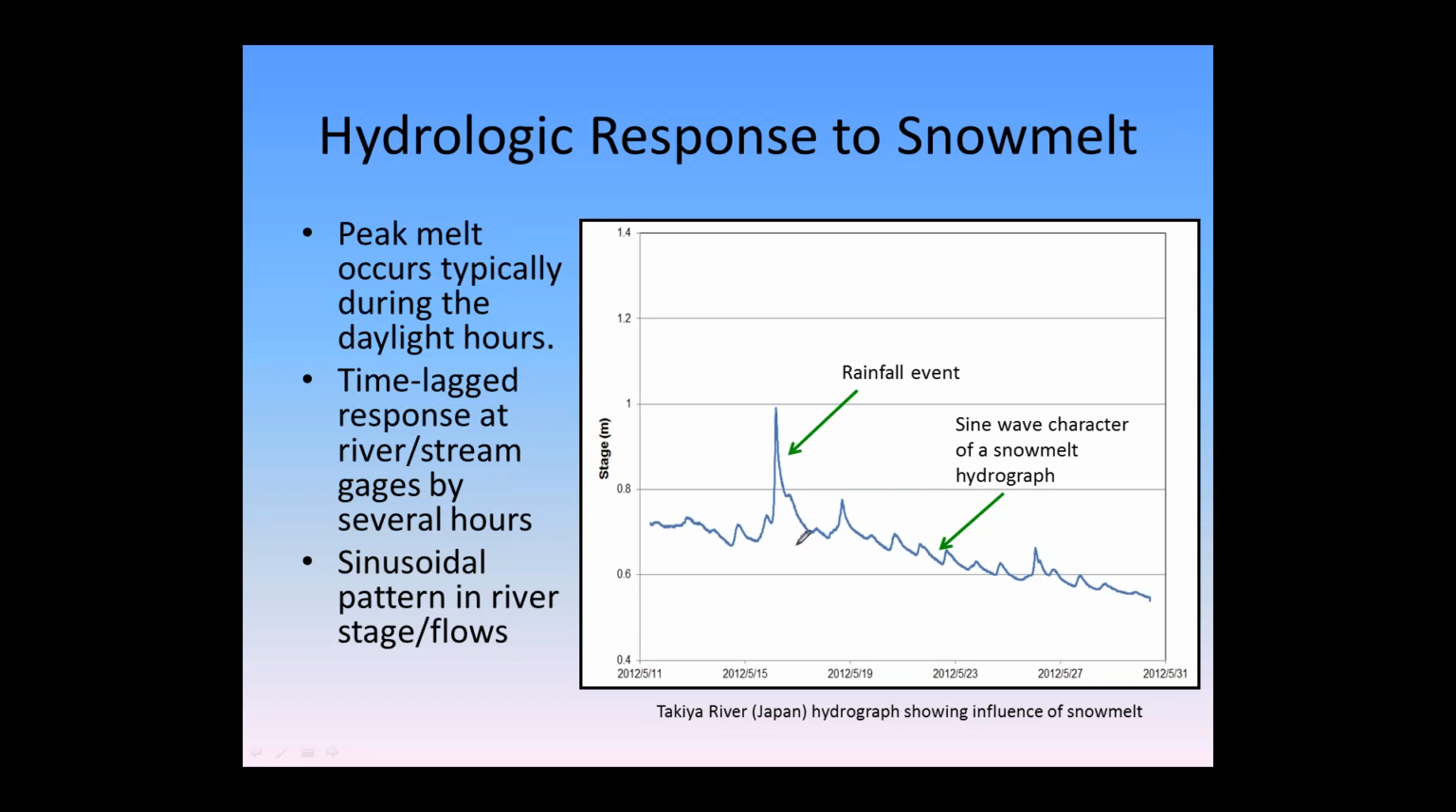But the one thing I wanted to show you on this chart is that a very typical hydrograph response to snowmelt is this sinusoidal pattern, and you can see the daily ups and downs and response of the river as it goes through the melting and then the cooling down as you go through March and April. You can see a rainfall event in there, at least on this graph. This is just a graph from Japan. It doesn't have anything to do with us, but it clearly illustrates the up and down sine wave pattern that typically occurs during the spring melt.